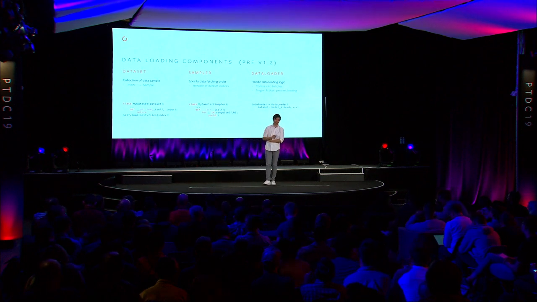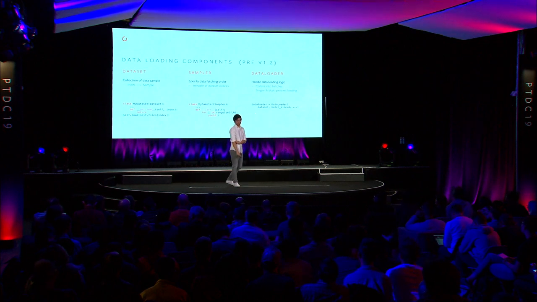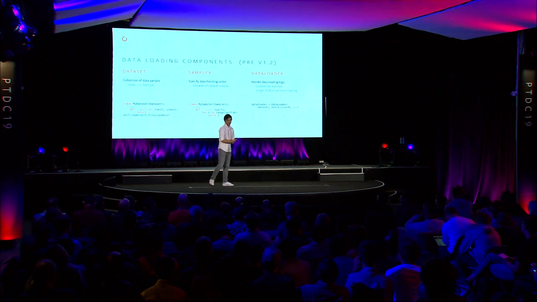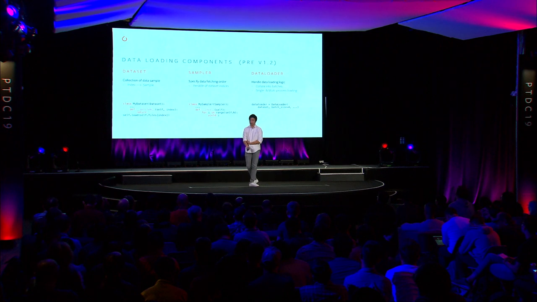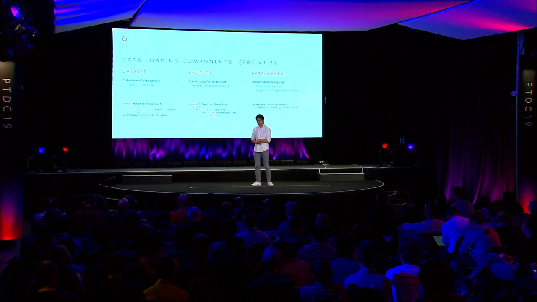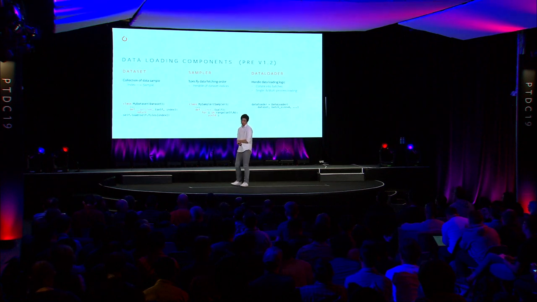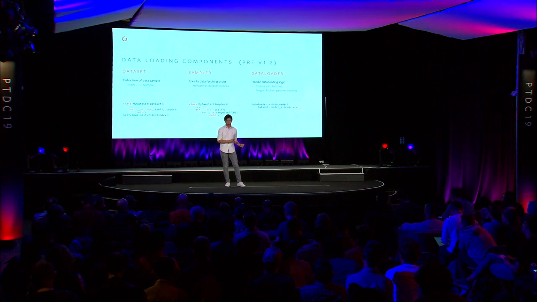So back to data loading. We have these three components in PyTorch data loading: the dataset, the sampler, and the data loader. You have probably noticed that there's a big constraint in these three objects. That is, the dataset only loads one sample at a time. This can be inefficient and could potentially add a very big overhead in cases where, say, you're reading data from a database where you really want to do bulk loading.